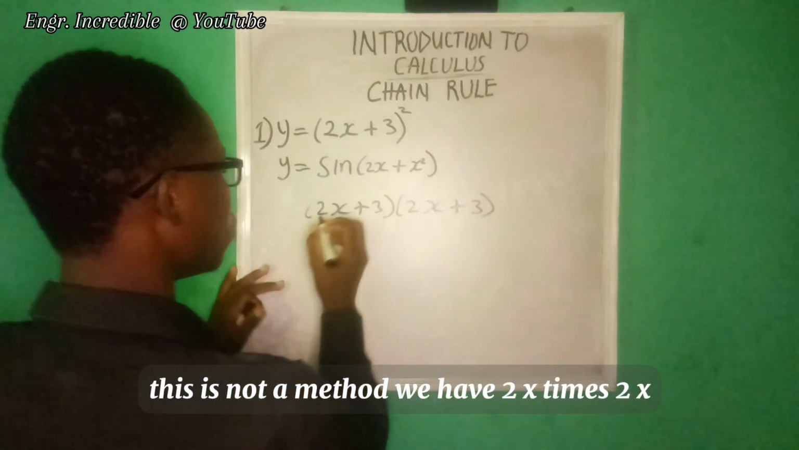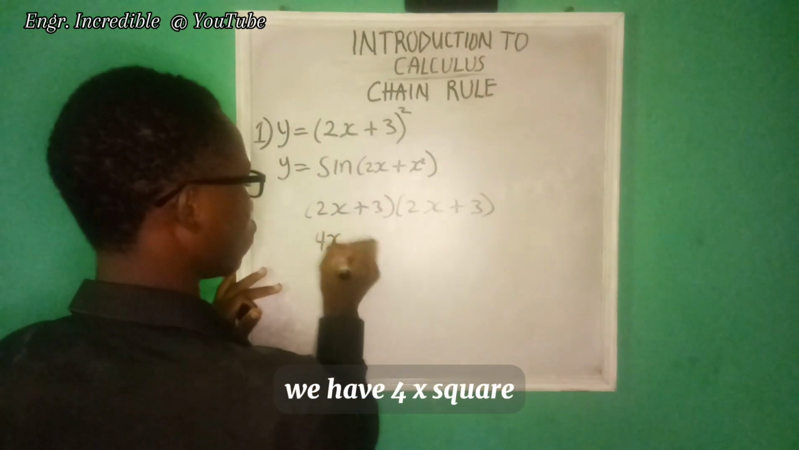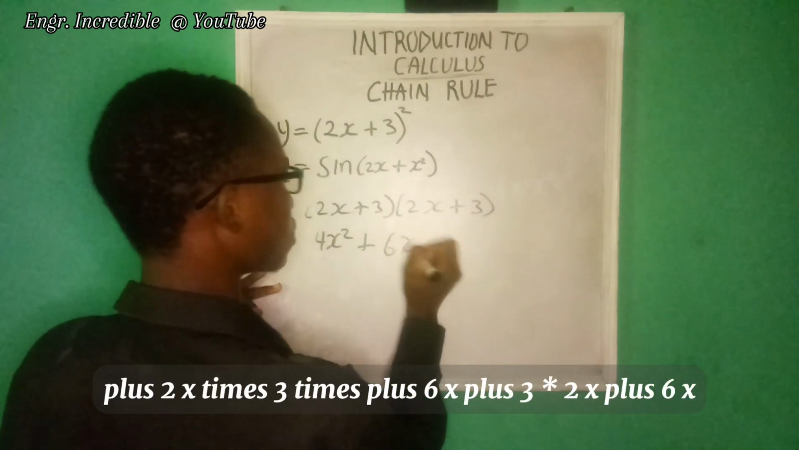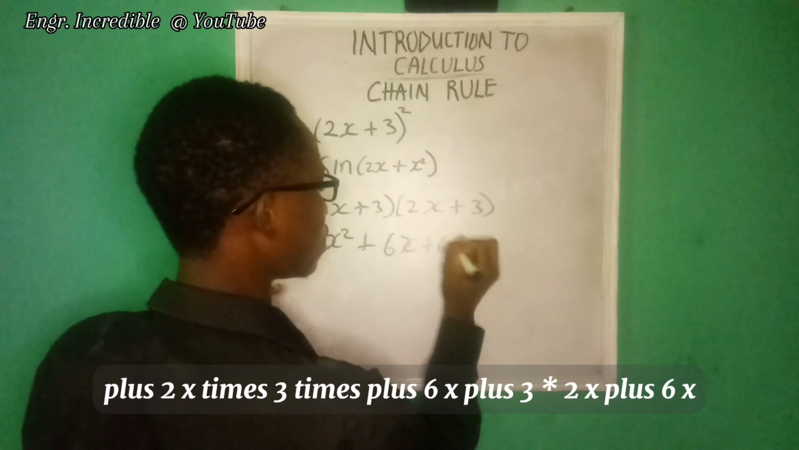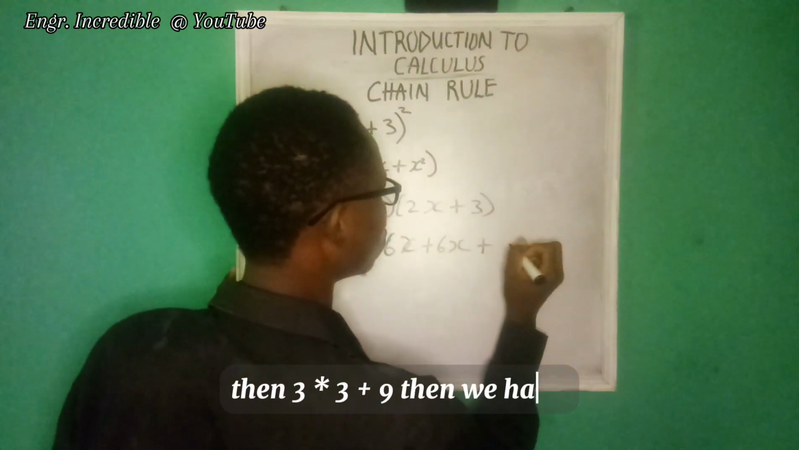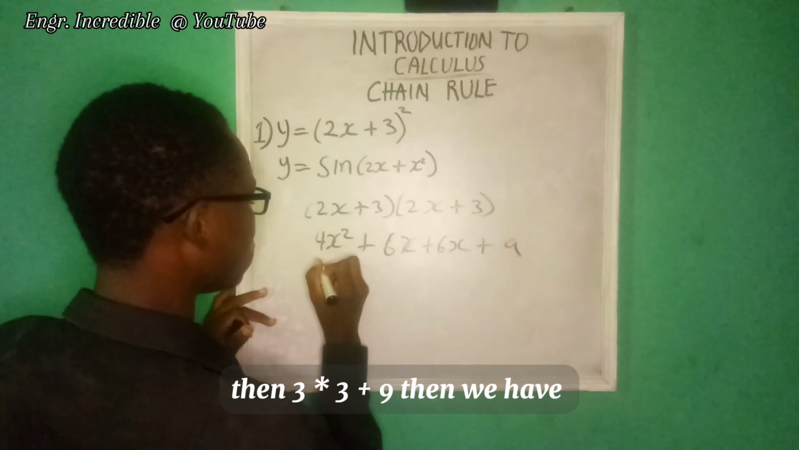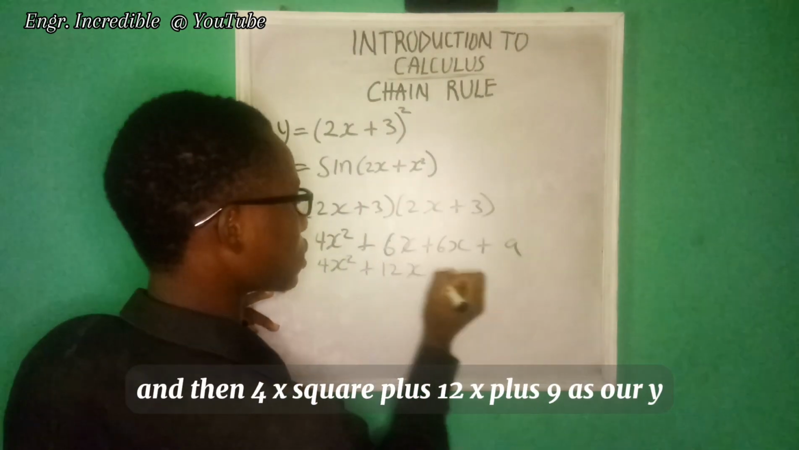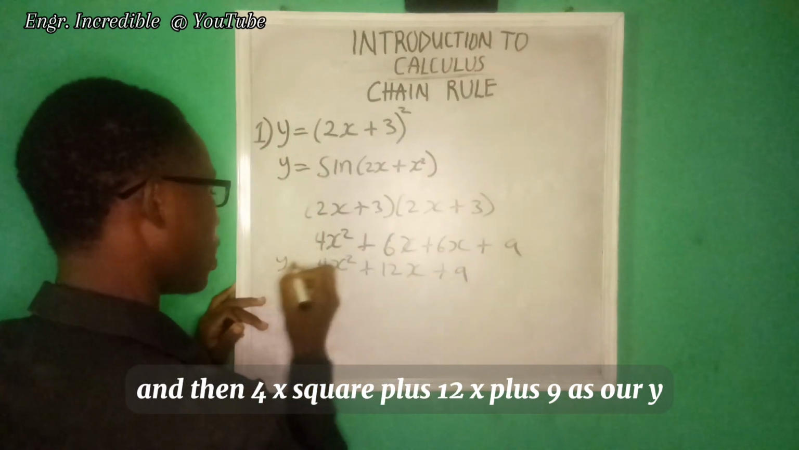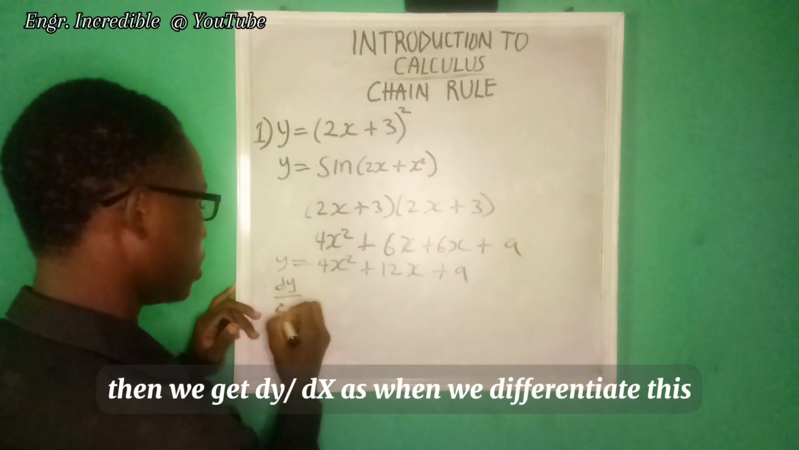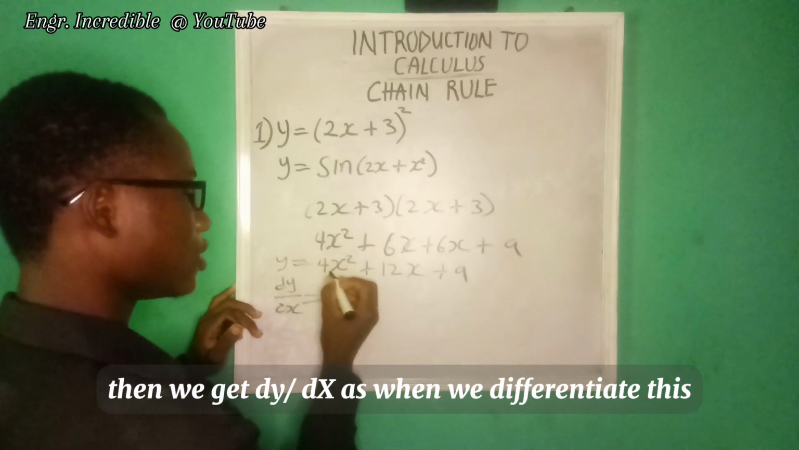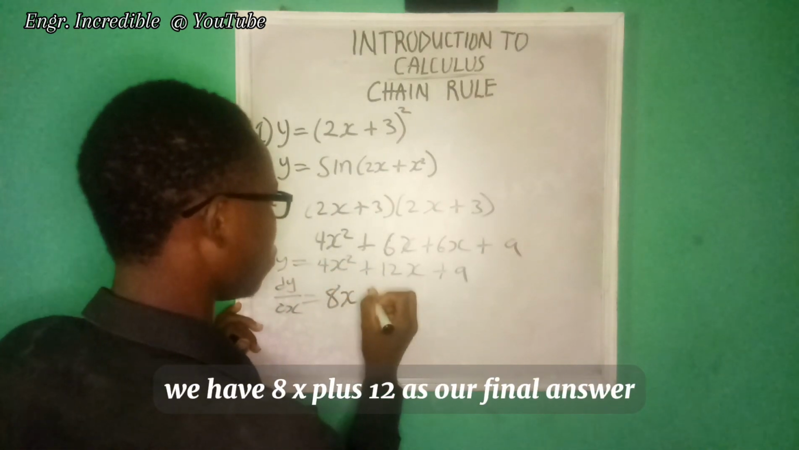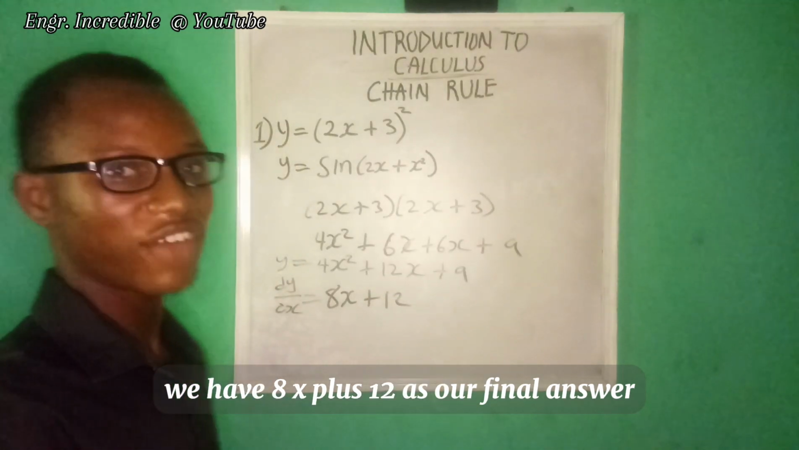This is the normal method. We have 2x times 2x, we have 4x squared, plus 2x times 3, that is plus 6x, plus 3 times 2x, plus 6x, then 3 times 3, plus 9. Then we simplify as 4x squared plus 12x plus 9 as our y. Then we get dy/dx as, when we differentiate this according to our former video, 8x plus 12 as our final answer.